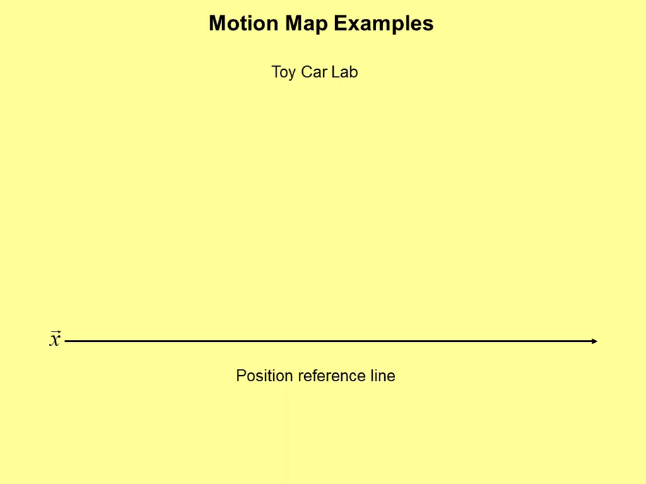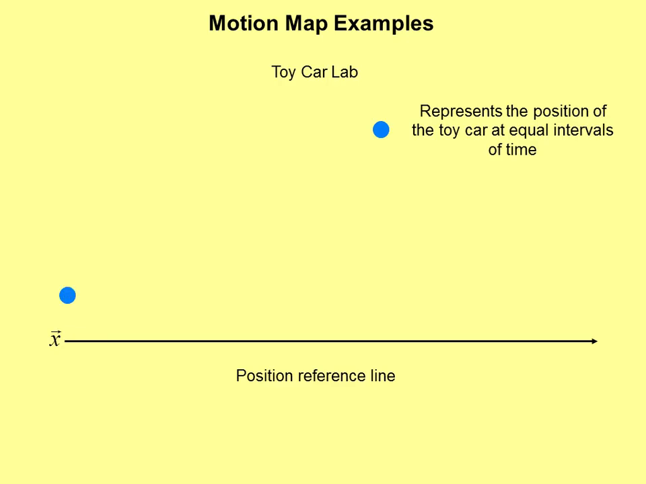Then we're going to put dots above the position reference line. Those dots will represent the position of the toy car at equal intervals of time. And the dots are basically going to act like the blocks that we used in the toy car lab. Right? They're going to mark the position of the toy car every so many seconds, say. So the toy car started at a position 0. Position 0 is always over the tail of the arrow. That's the head of the arrow. Right? So that's the tail.